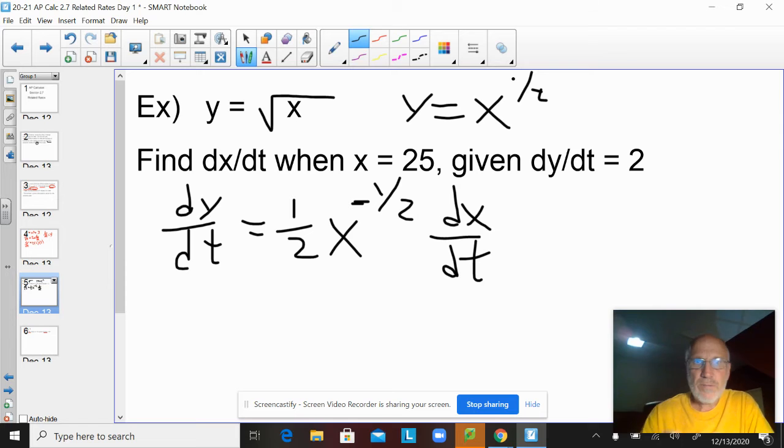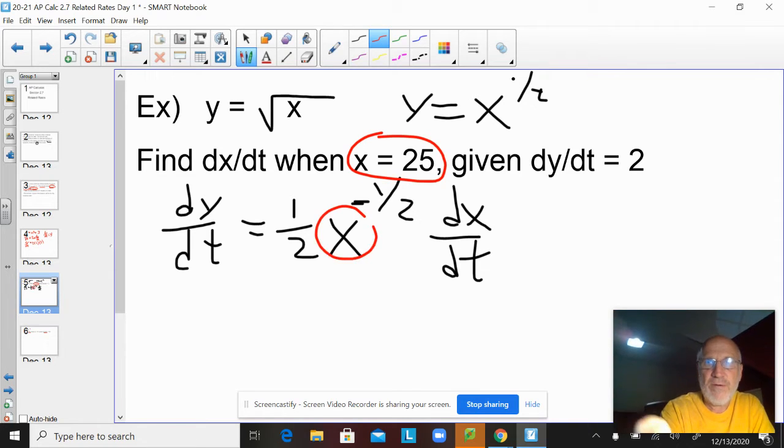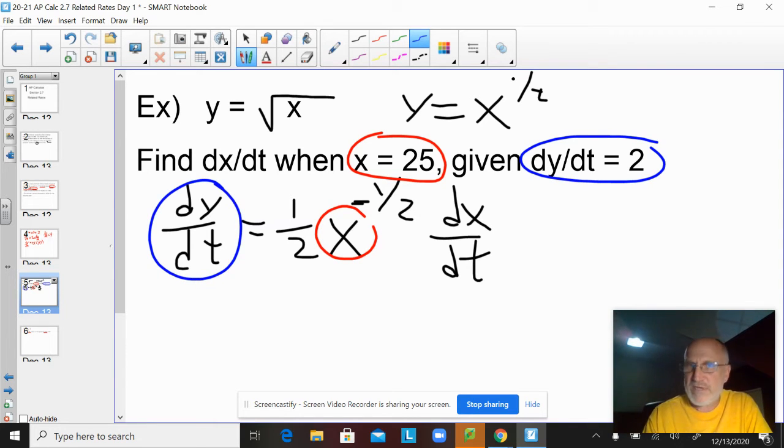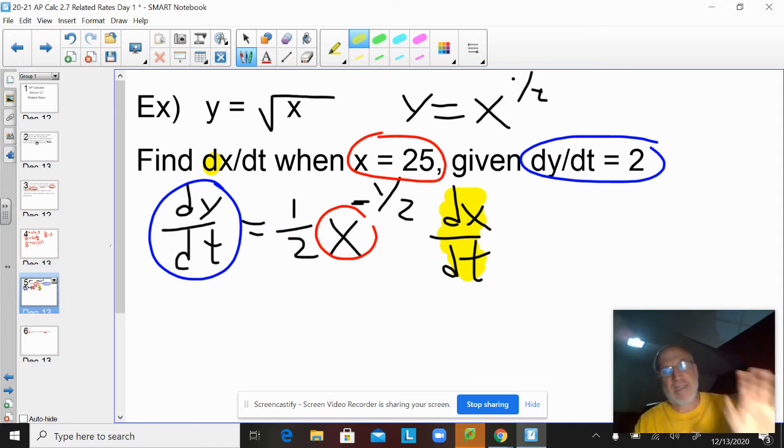Now we have a number to, let's see, x is 25. That goes there. And dy/dt equals 2. That goes there. And we're solving for dx/dt. So that's what we're trying to solve for. Now just, again, carefully plug the right thing into the right spot.